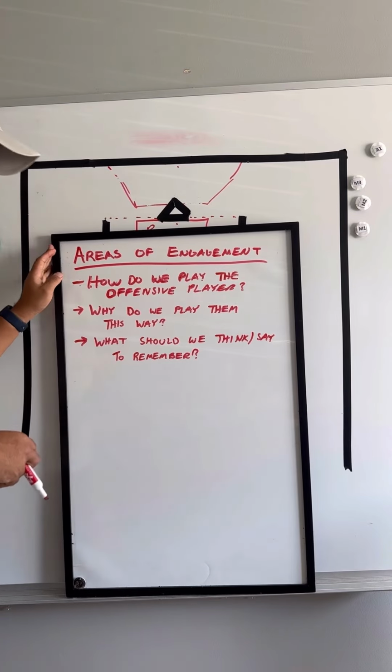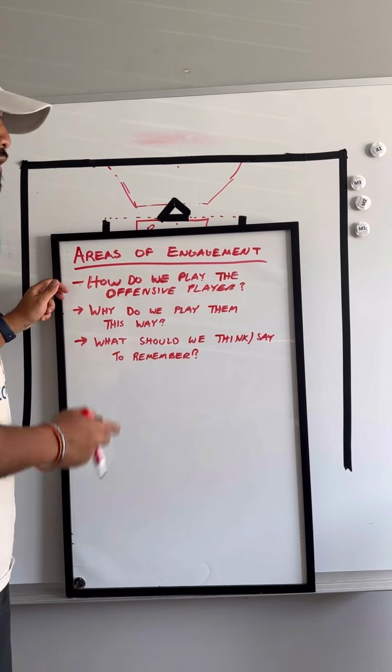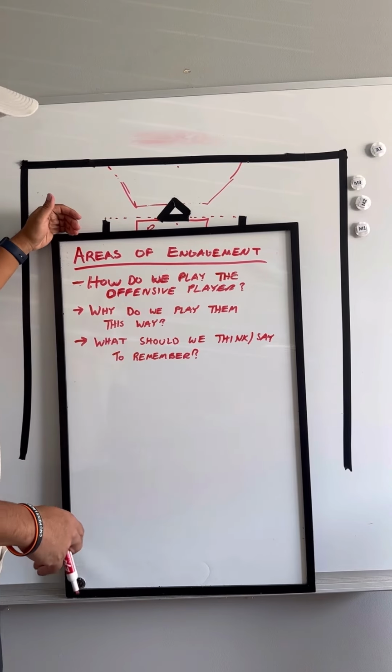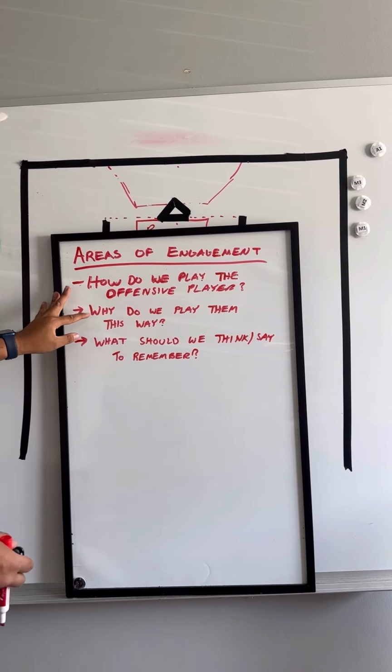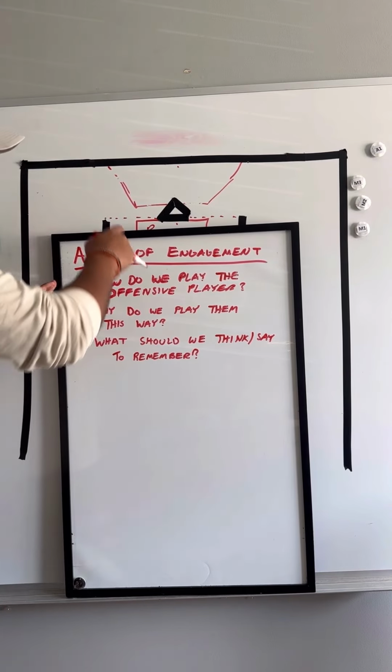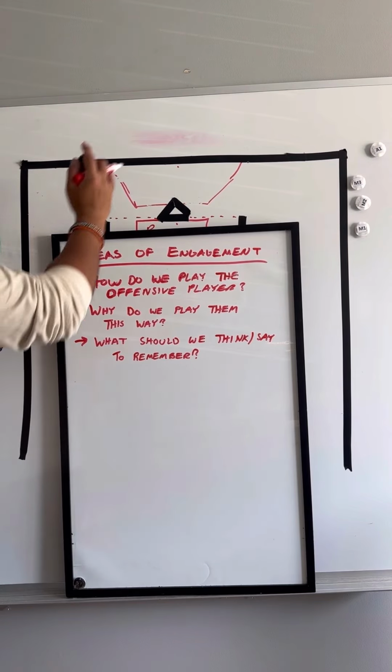So like we said earlier, with the areas of engagement, hopefully now you have the answers to these three main questions. One, how do we play the offensive player? If they're above the box, we want to force them down the alley. If they're on the wings, we want to force them under. If they're behind, we want to contain. And why do we play them this way? Like we talked about, if we're dodging them up top, we don't want them to get towards the paint. Same with the wings, same from X.